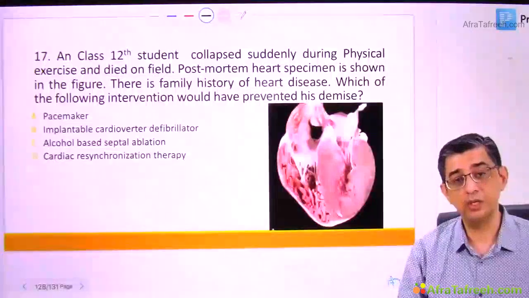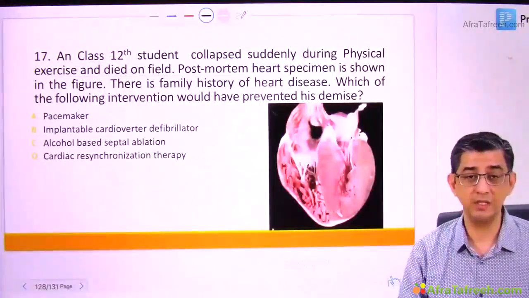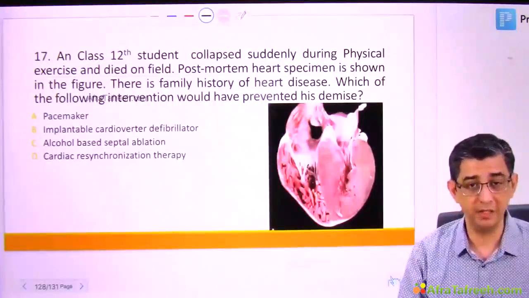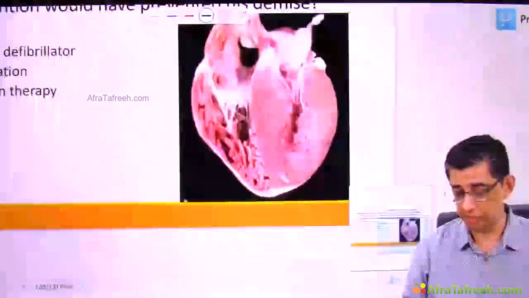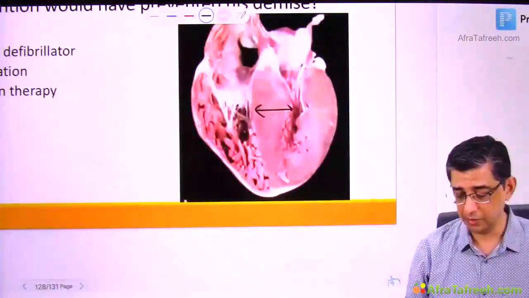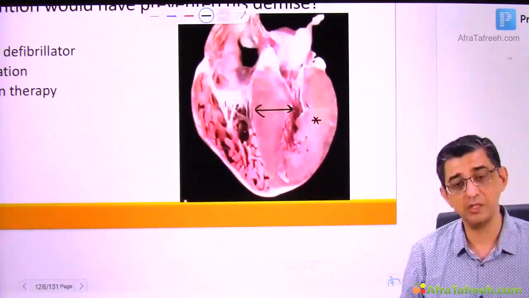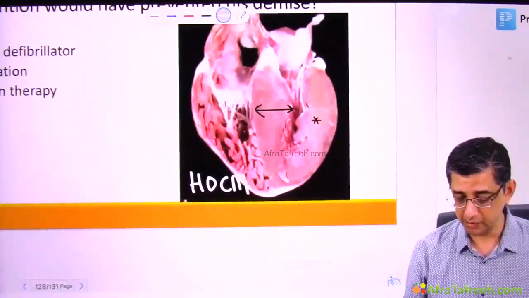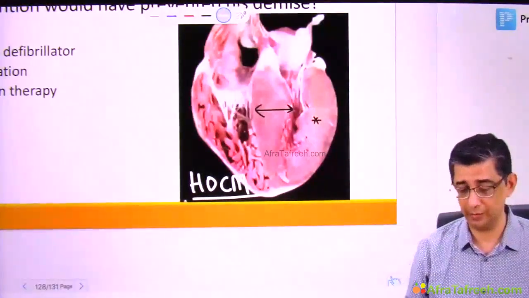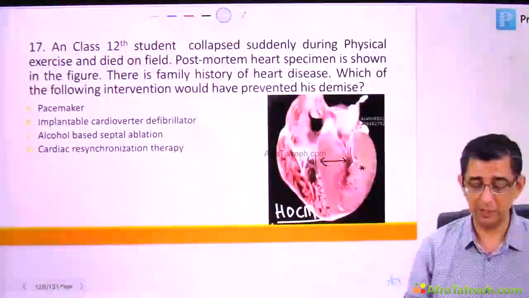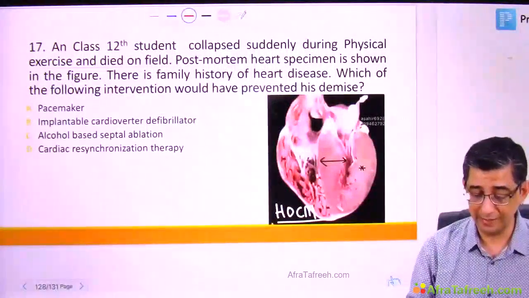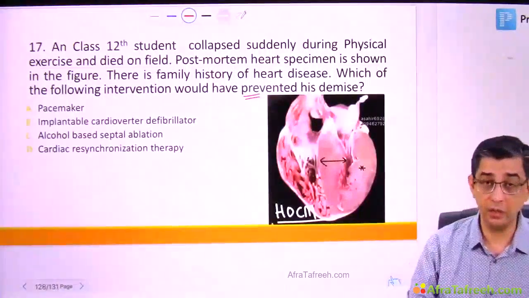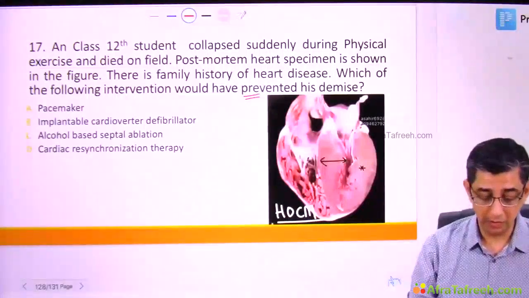A class 12 student collapsed suddenly during a physical exercise, died on the field. Postmortem specimen is shown, and there's a family history of heart disease. Very characteristic question. Everybody can very easily pick up the septal hypertrophy. You can also see the free wall thickness present. So the clinical diagnosis of this patient can be made right from the specimen itself. Hypertrophic obstructive cardiomyopathy. The question is saying which intervention would have prevented this from happening. So for hypertrophic obstructive cardiomyopathy, we need to deploy an implantable cardioverter defibrillator.